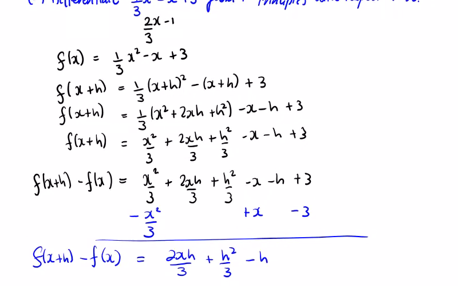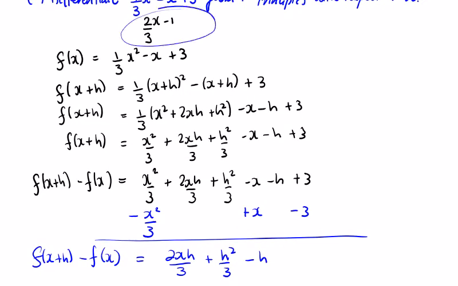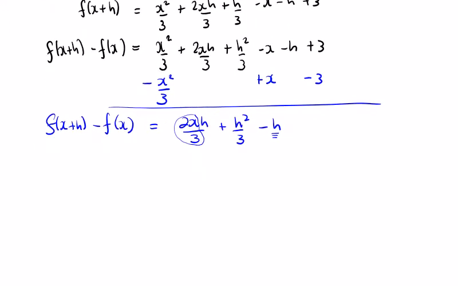Now have a look at our answer: 2x over 3 minus 1. You can see the 2x over 3 here. And how would I get a minus 1 into this? I'd have to divide by h. If you can't remember, you should have practiced this loads of times, but we have to divide by h at this point.